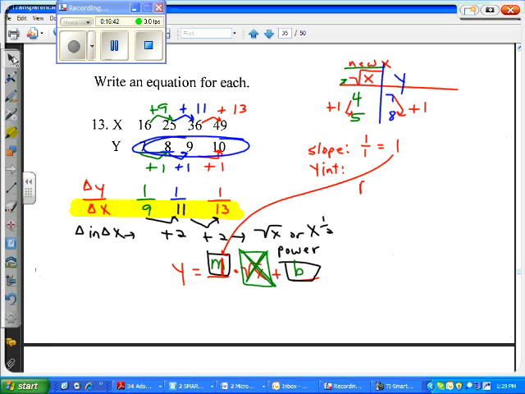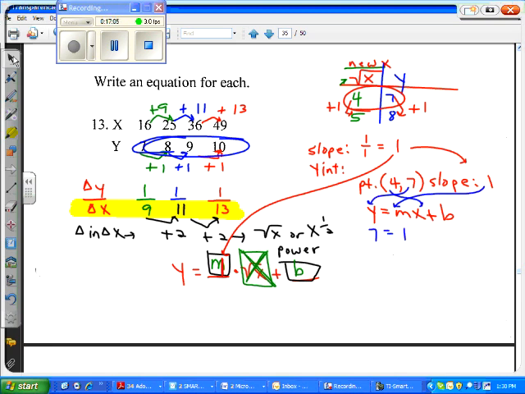To find the y-intercept, I pick a point. The first one is 4, 7. And the slope, which we came up with, of 1. And I'm going to plug it into y equal mx plus b and solve for b, which is the y-intercept. So I put my y in place of y, 7, slope in place of slope, 1, x in place of x, 4, plus b, and solve for b.